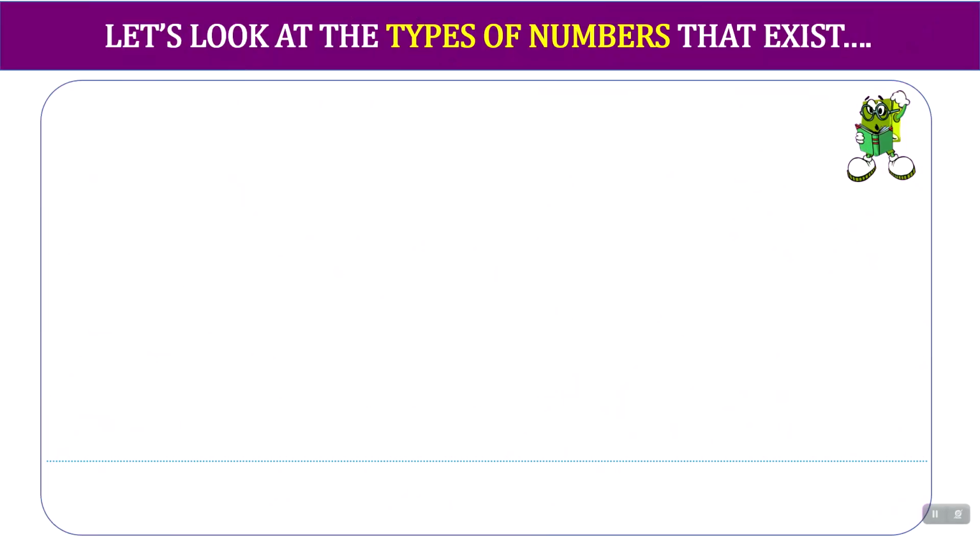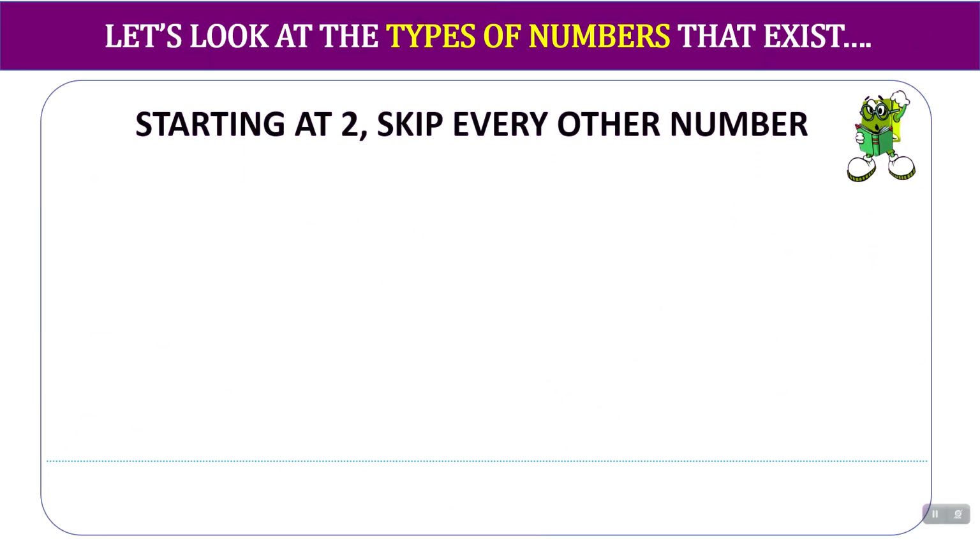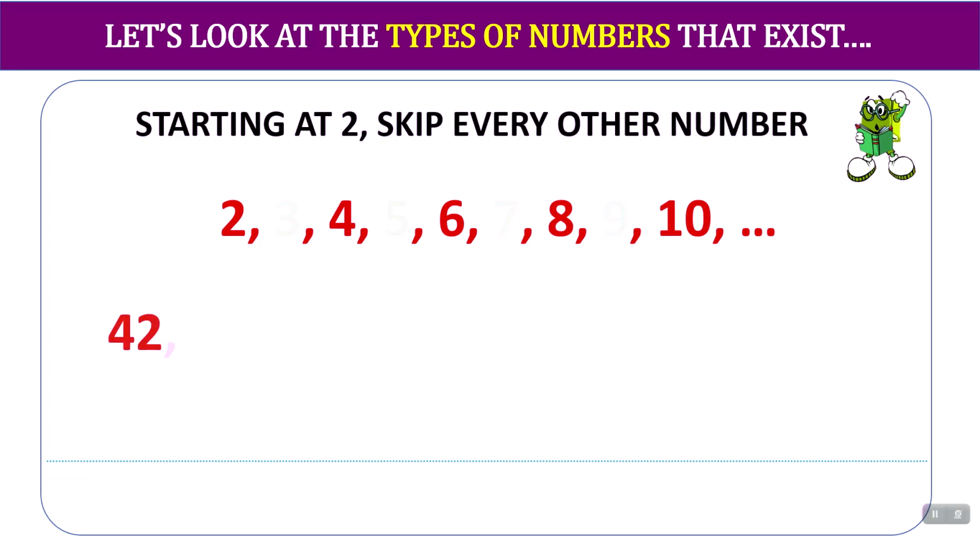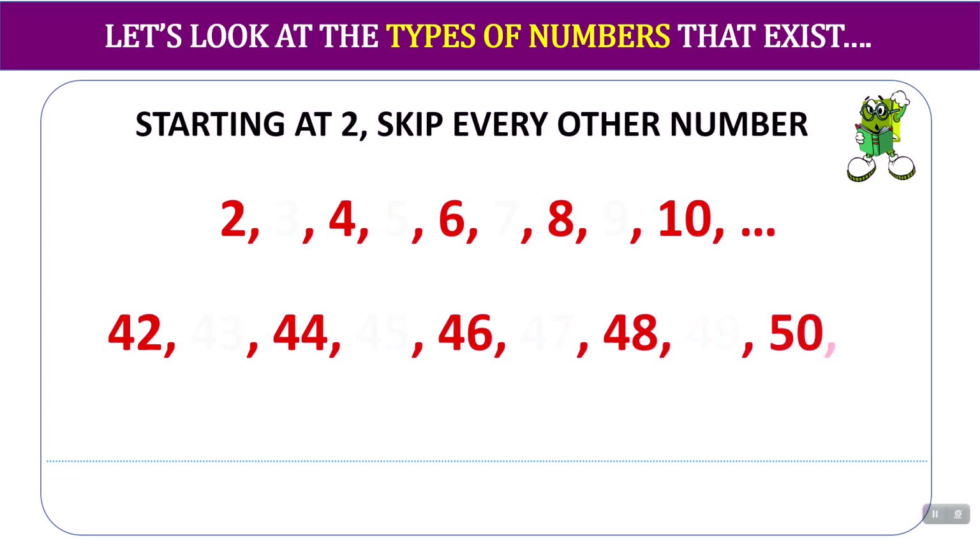That was easy. And now, starting at the number 2, skip every other number and say the number that comes up. Ready? Go. 2, 4, 6, 8, 10, and so on. Now start with the number 42 and skip every other number. Go. 42, 44, 46, 48, 50, and so on.